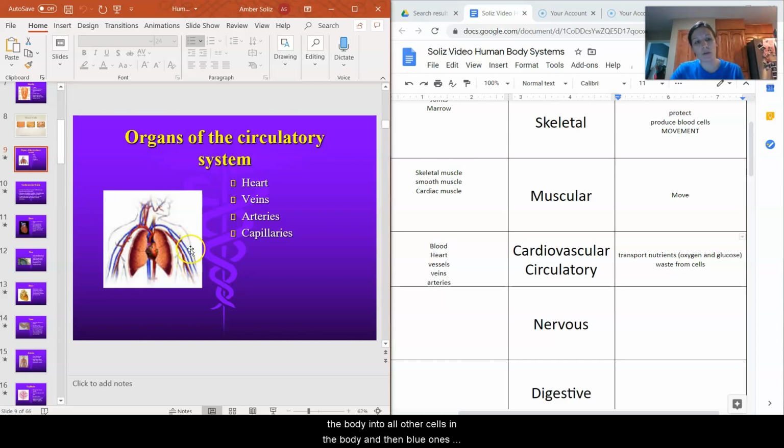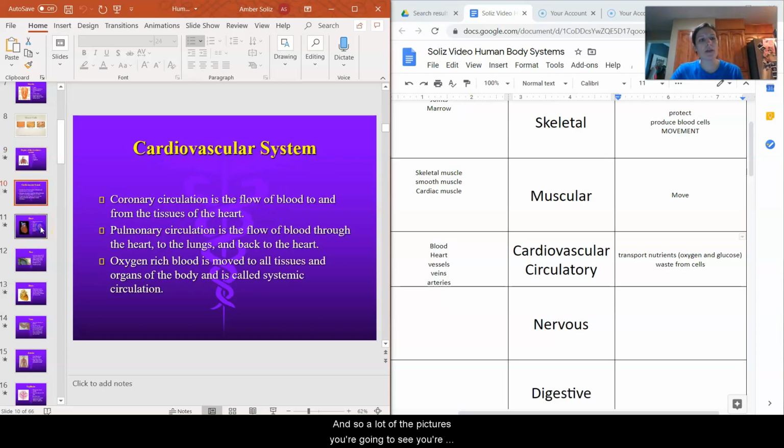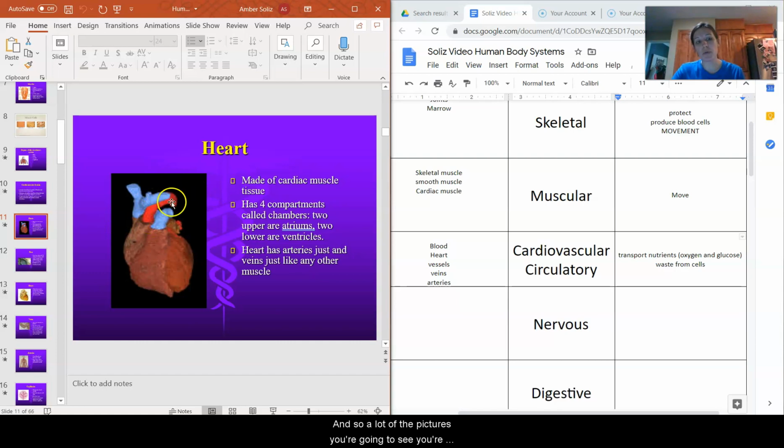And the blue ones are supposed to represent pulmonary veins, and those are carrying deoxygenated blood, which means carbon dioxide, it's not oxygen, back to the heart and lungs so that your lungs can expel it. So a lot of the pictures you're going to see are going to have both the blue and red. Again, red is carrying it away, blue is carrying it back, because it's carbon dioxide or waste.